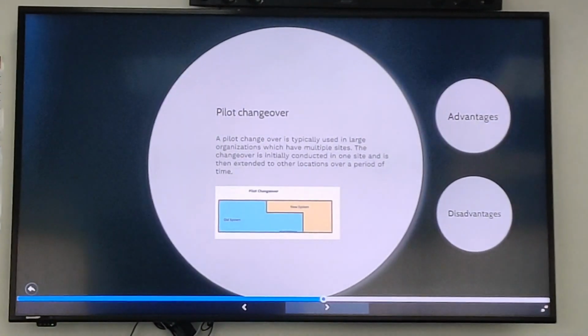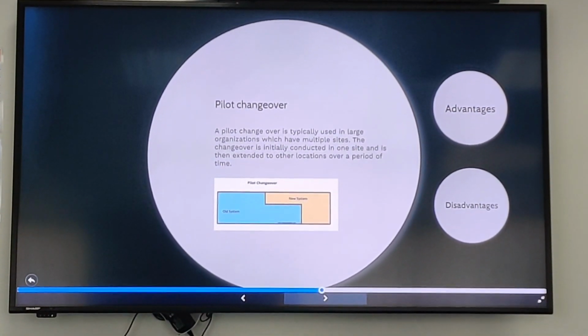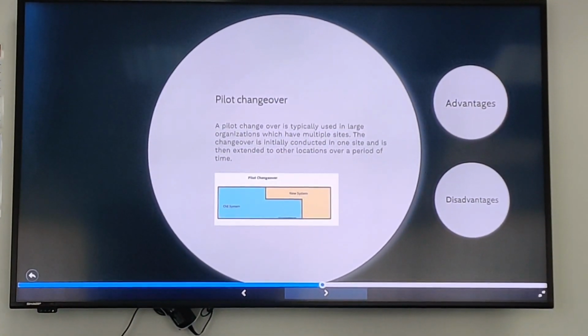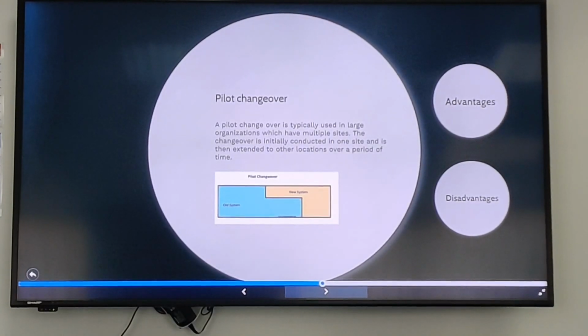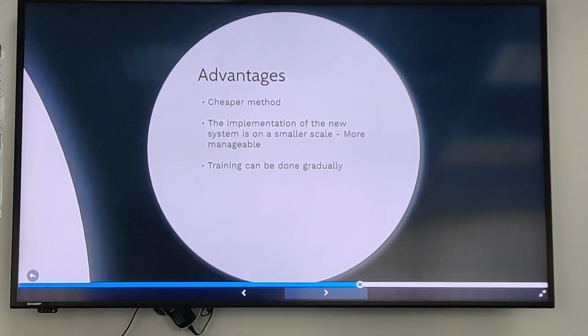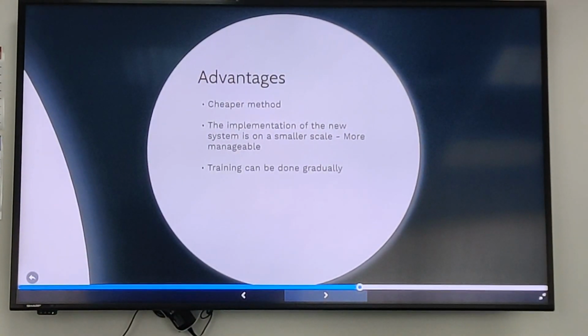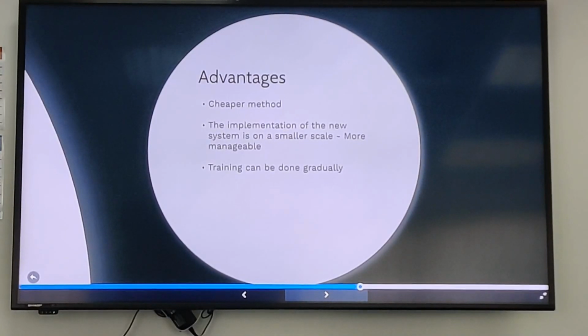A pilot changeover is typically used in large organizations which have multiple sites. The changeover is initially conducted in one site and is then extended to other locations over a period of time. So the advantages are that it's a cheaper method. Again, you're just testing it out in one area first, and you're not running the system side by side, or you're not moving from one system to another, like in a phase changeover, which we'll get to later.